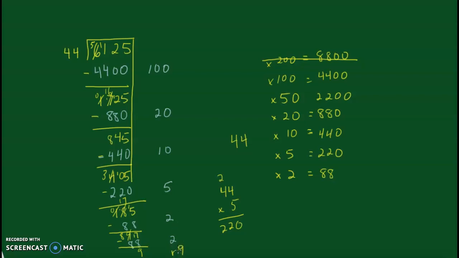And since I can't do any more dividing, now I add up the blue. So 100, 120, 130, 135, 137, 139. So our answer is 139, remainder 9.